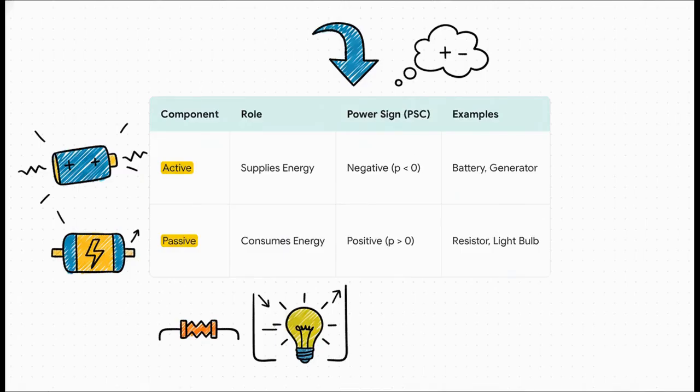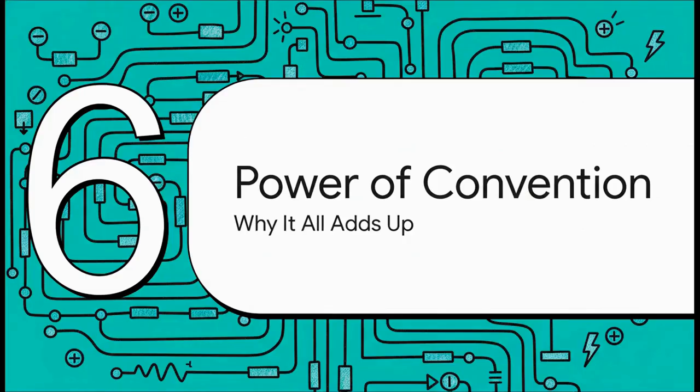And this right here is the big takeaway. When you follow the passive sign convention, the math will always tell you the truth. If you calculate power and get a negative number, you know that component is actively supplying energy, like a battery. If you get a positive number, it's passively consuming energy, like our resistor or a light bulb. So why does this one little rule matter so much? I mean, what's the big deal?